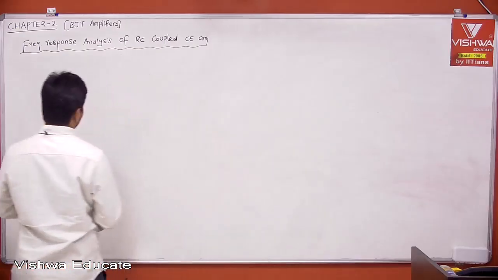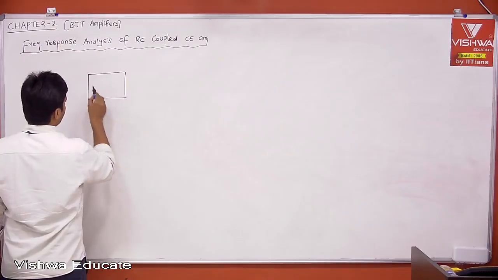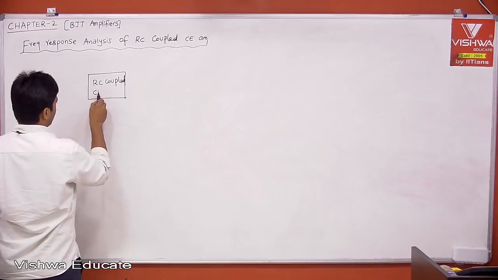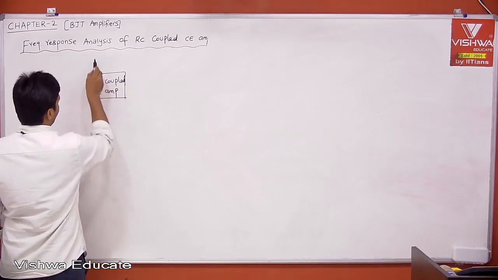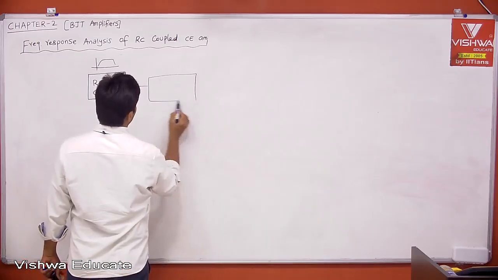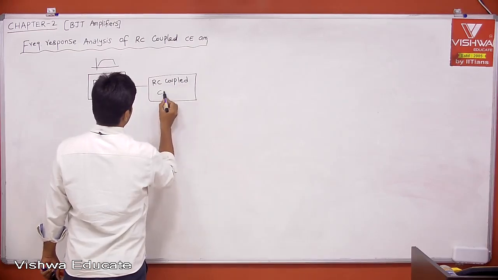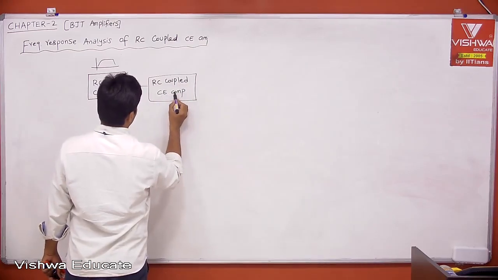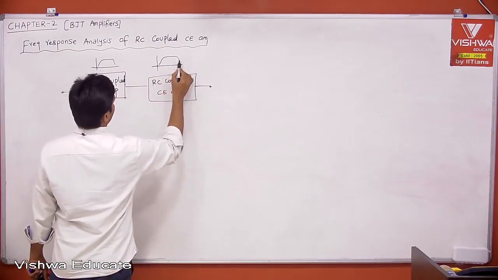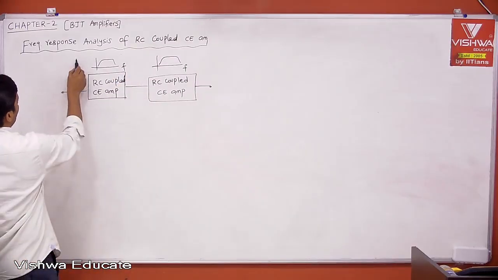Now if you take multi-stage amplifiers, what is the frequency response? Just listen, don't write. This is an RC coupled CE amplifier having a frequency response like this. Now if you give it to one more RC coupled CE amplifier, then what is our frequency response? It also has the same frequency response, since they are similar RC coupled CE amplifiers.